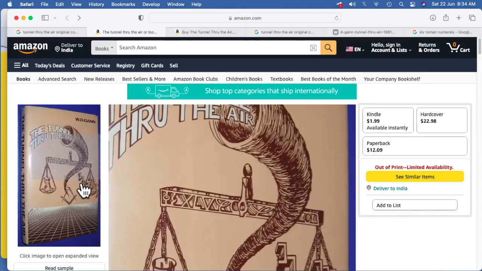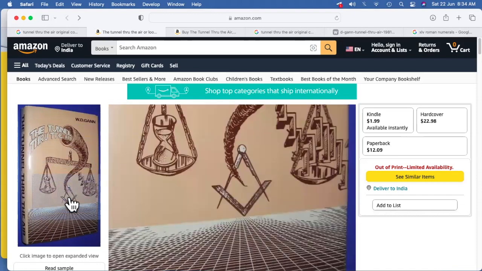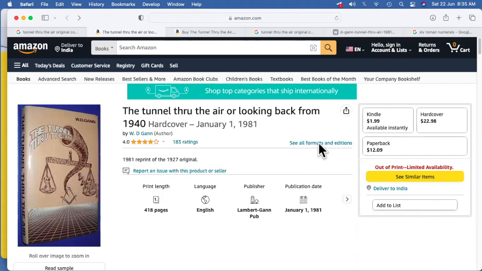So this is only the front page of Tunnel Through the Air. We also need to look at the back side. Also understand one thing: this is only the front page. The front page is like a cover. Inside that, there is a hardbound binding, which is totally different. Let me probably show you that also.